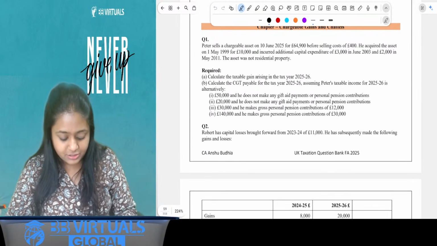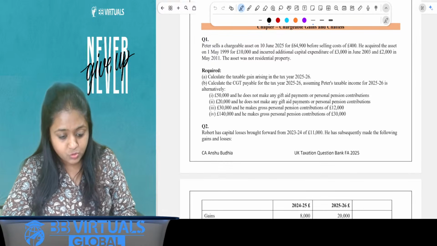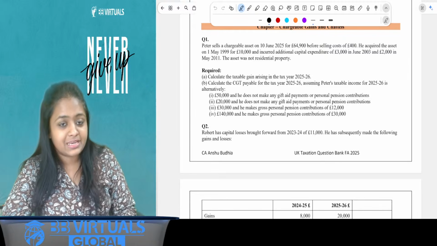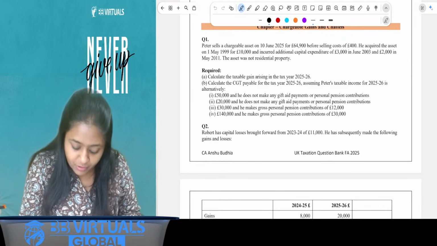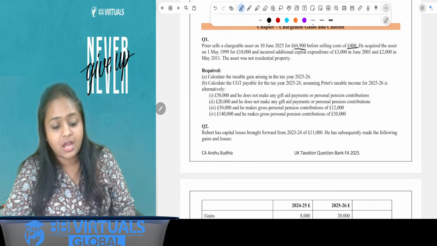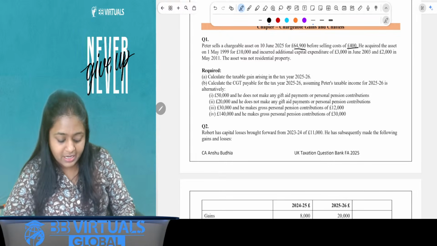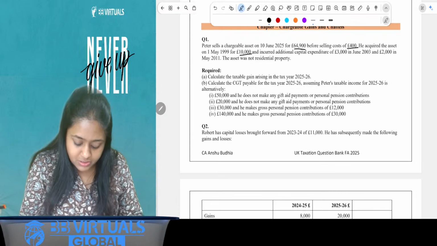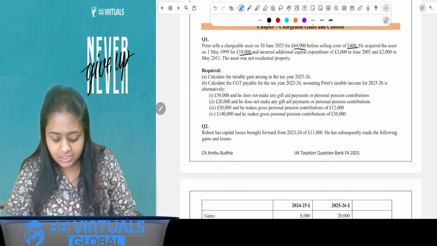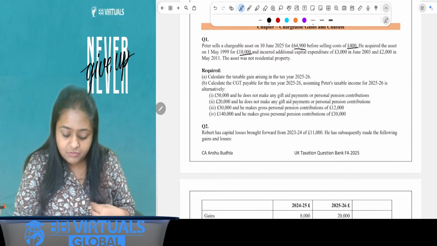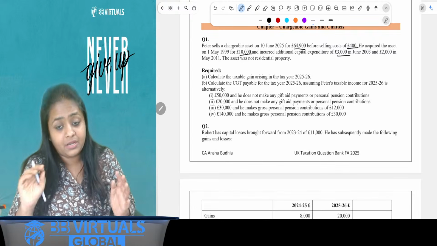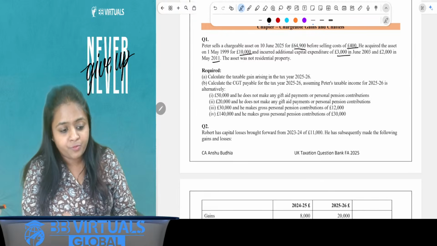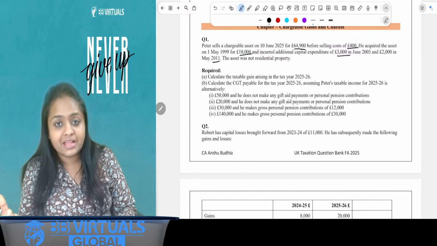Peter sells a chargeable asset on 10th June 2025 for 64,900 pounds, before the selling cost of 400. He acquired the asset on 1st May 1999 for 10,000. This is the acquisition cost. He incurred additional capital expenditure of 3,000 in June 2003. That's a capital improvement cost, and 2,000 in May 2011. That is also a capital improvement cost, that is enhancement expenditure.